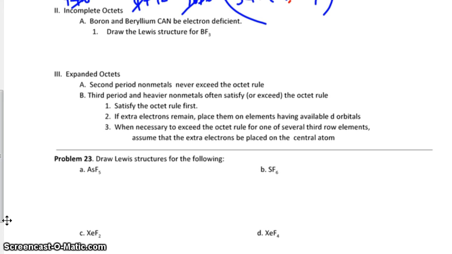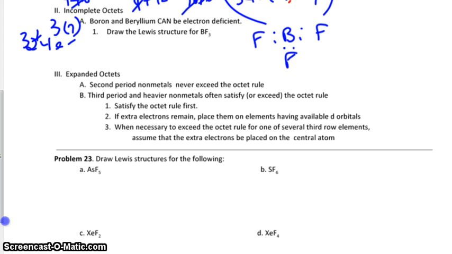Boron has 3 electrons, and fluorine has 7, but I have 3 of those, so it looks like 24 electrons. So let's do this. Ready? So here's boron, and the rules are the same. I used up 6 by putting those bonds there. So 24 minus 6 is 18. 2, 4, 6, 8, 10, 12, 14, 16, 18.